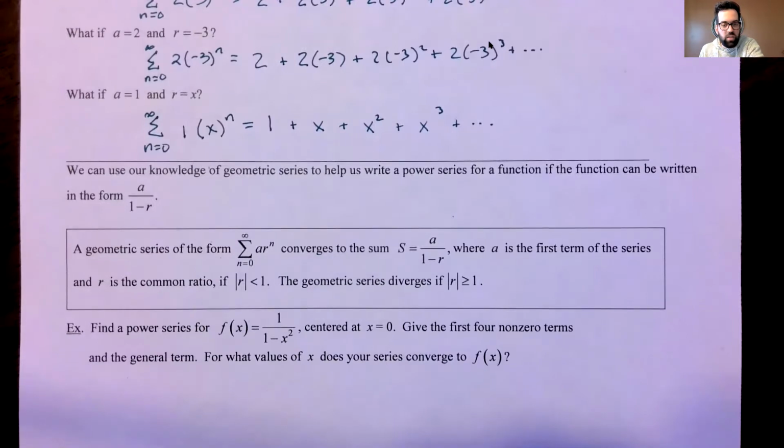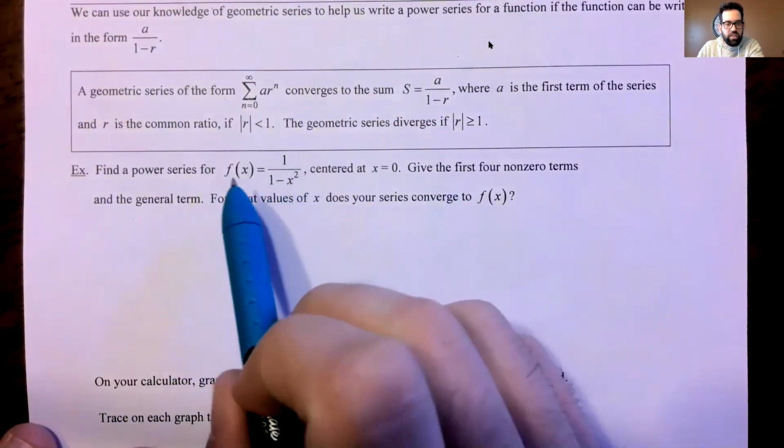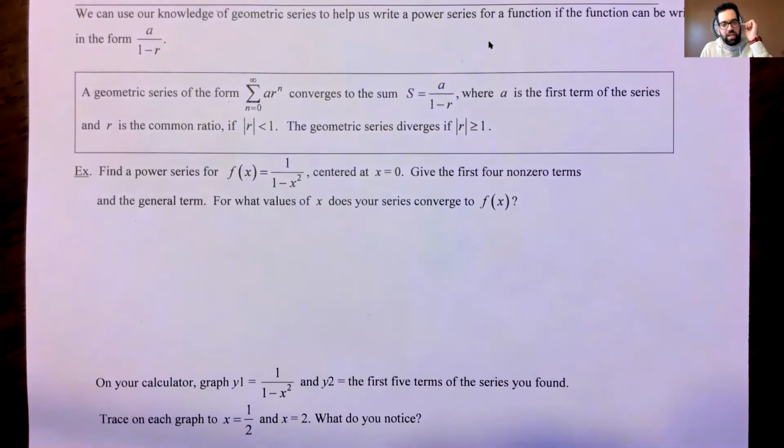So what we can do is we can start with the sum and end with the series. That's kind of what we're going for here. So let's take a look at this example. Find a power series for f of x equals 1 over 1 minus x squared centered at x equals 0. Give the first 4 non-zero terms and the general term.